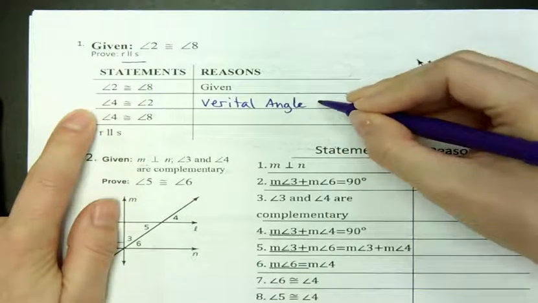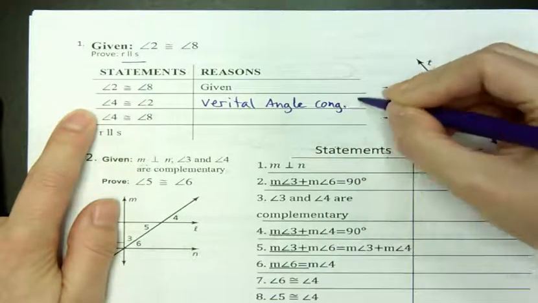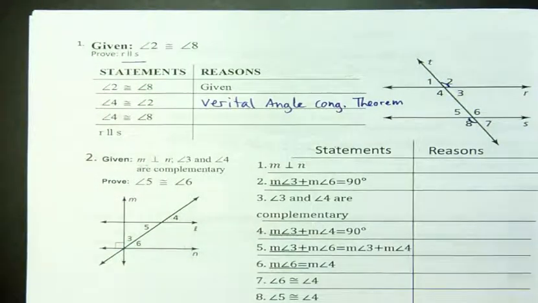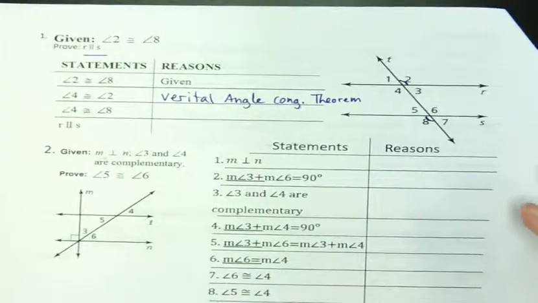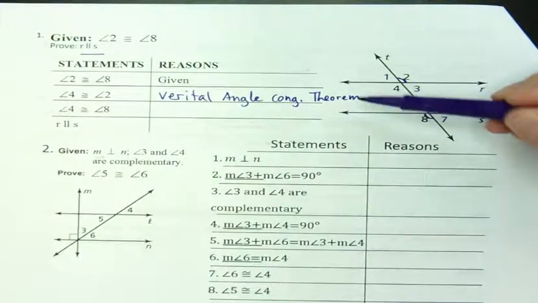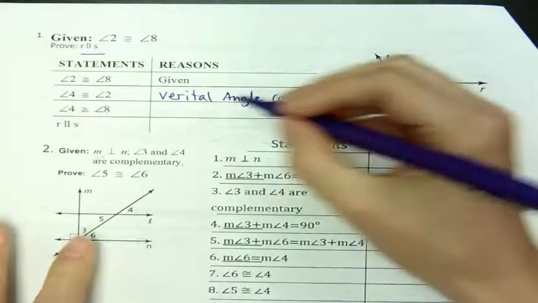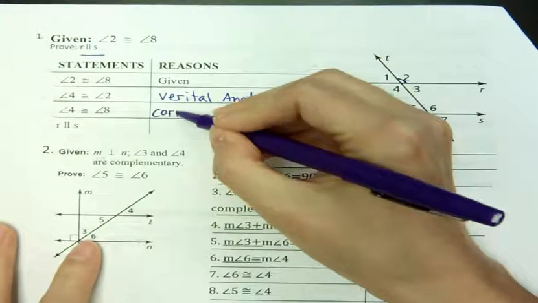And it's technically the vertical angle congruence theorem. But I don't care if you simplify things here, you just know on a quiz or test that's what the whole thing would be called. How do I know that angle 4 and angle 8 are congruent? Corresponding. Yeah.